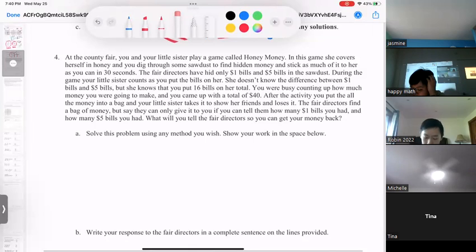You were busy counting up how much money you were going to make, and you came up with a total of $40. After the activity, you put all the money into a bag and your sister takes it to show her friend and loses it. The fair director found a bag of money, but says they can only give it to you if you can tell how many $1 and how many $5 bills you had. So what will you tell the director so that you can get your money back? Solve the problem, use any method you wish. Show your work in the space below.